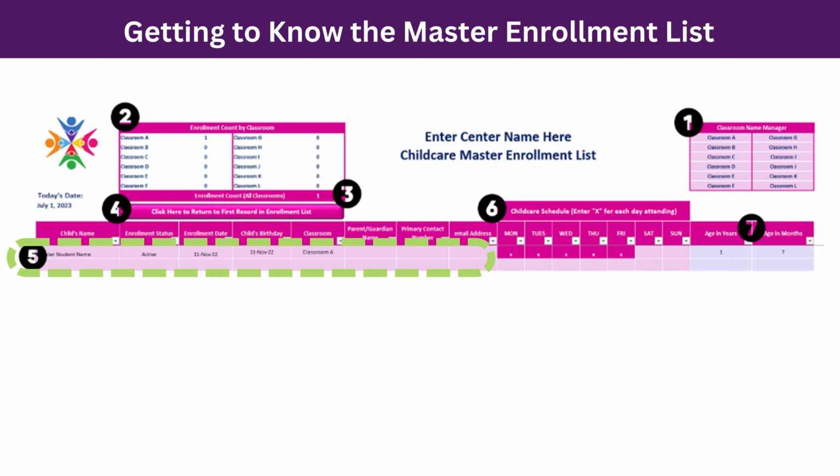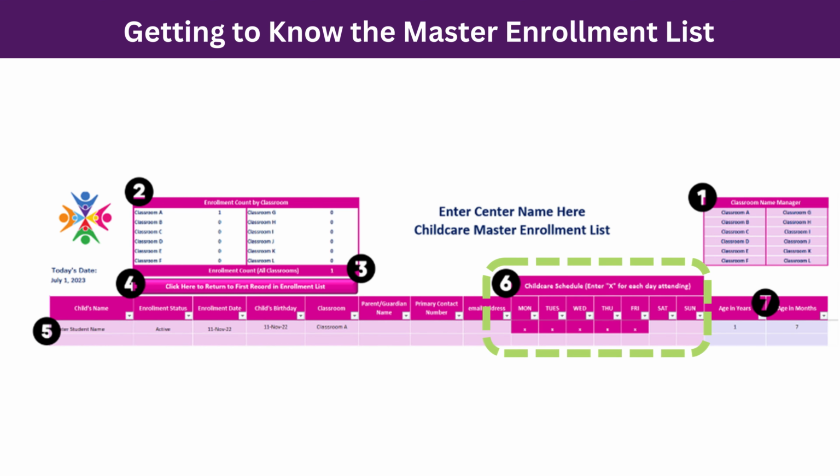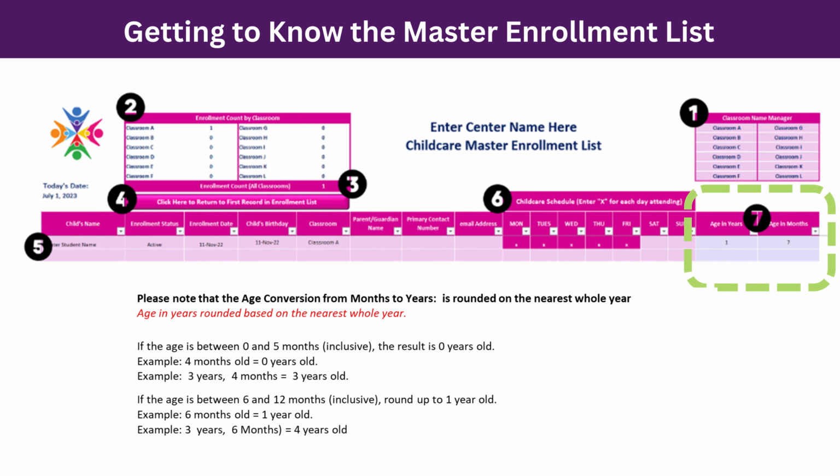The data you enter in the student information area will automatically update on all reports throughout your workbook. The Child Care Schedule area allows you to track what days each student is enrolled for childcare. This is what provides the at-a-glance insights on the dashboard page to show you what days you have openings for enrollment. The Child's Age section auto-calculates the student age in both years and in months.